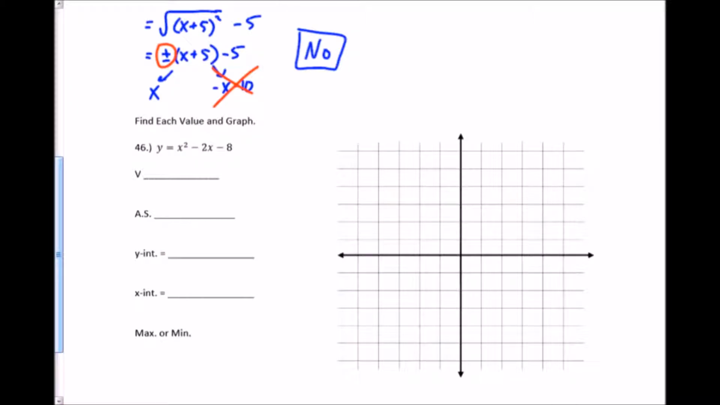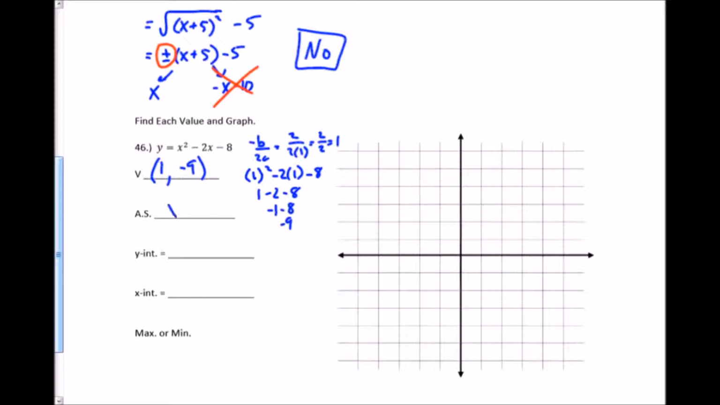For this one, it says find each value and graph. I want to find the vertex. To find the vertex, I do the opposite of b over 2a. So that's a 2 over 2 times 1, which is a 2 over 2, which is 1. That's the x value for my vertex. And then I plug it back in to get the y value for my vertex, which is going to give me a negative 1 minus 8, which is a negative 9.